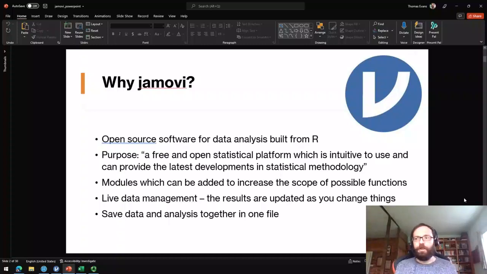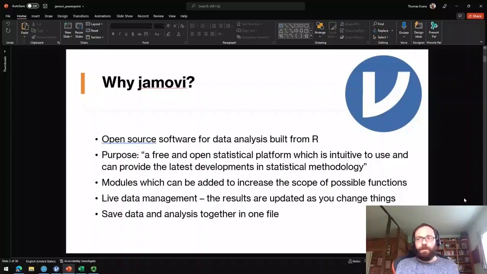So just a brief introduction to some different ideas around it. Jamovi is based upon R, which is obviously incredibly vast and complex, whereas Jamovi is a little bit simpler. And the value of being based in R, I see, is that there are a variety of modules which you can add to Jamovi, which increases the scope of possible functions. So it taps into the broader capacity for R to do incredible and amazing things.